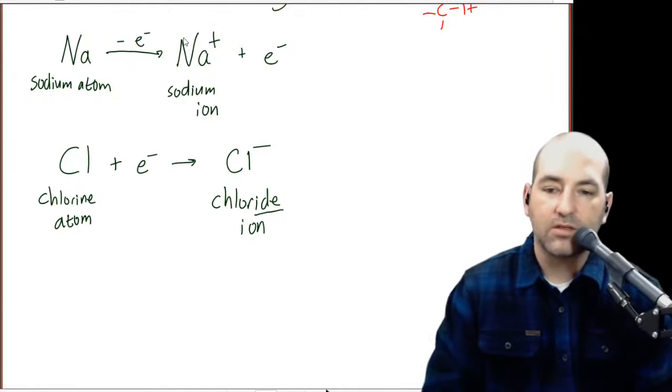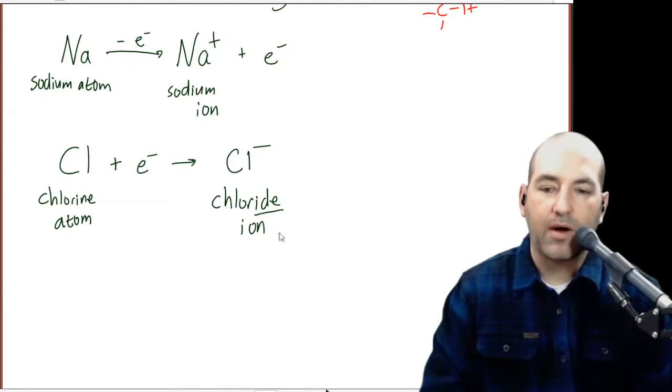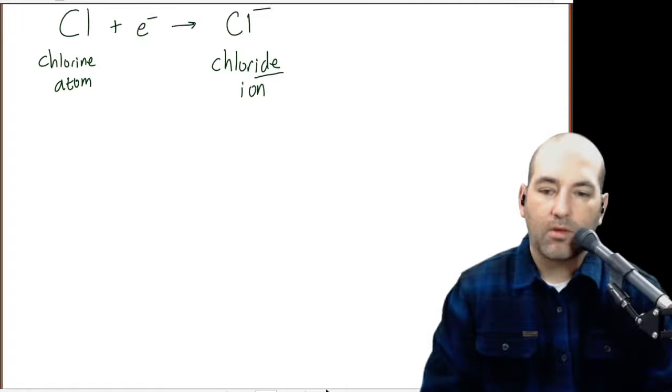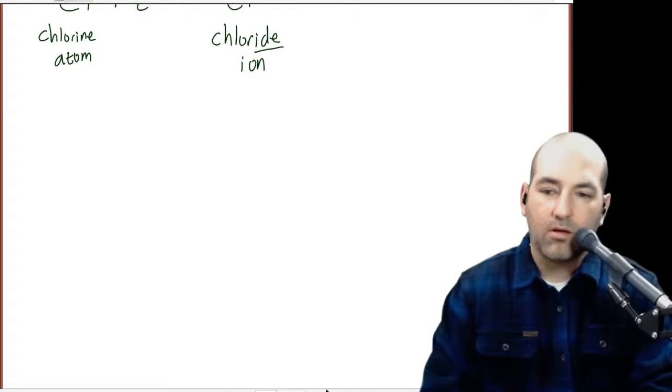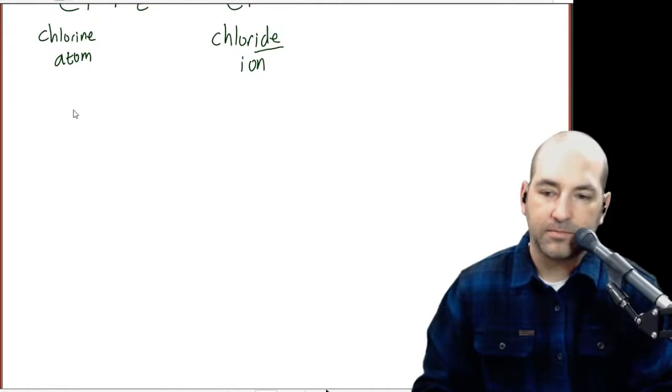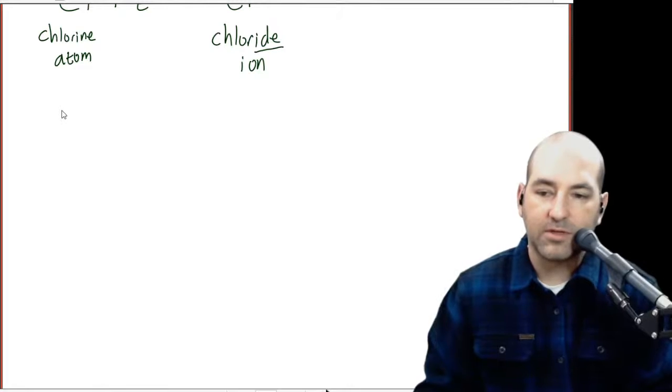So then when these ions come together, we're going to talk a little bit more about how you can tell what charge an ion gets. But let's first talk about what happens when ions come together.